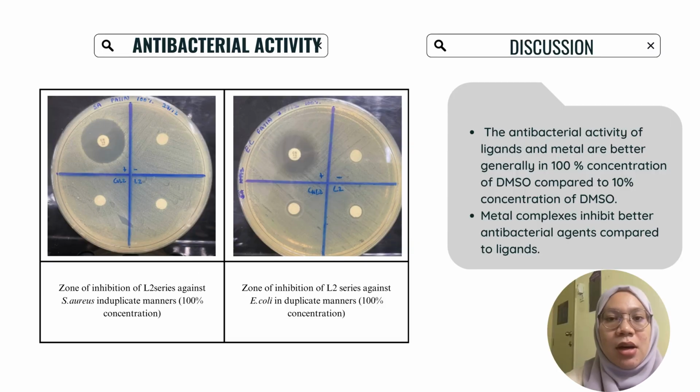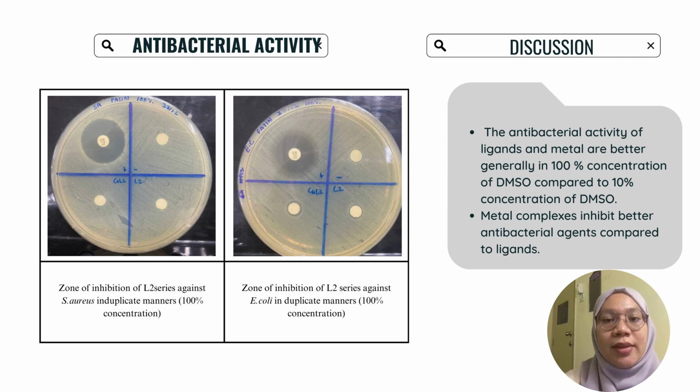The differences in inhibition zone tested against E. coli and S. aureus, when testing ligands and metal complexes against both bacteria, were attributed to the distinct cell wall structure of these bacteria. The thicker peptidoglycan layer in the gram-positive S. aureus made it more susceptible to interaction with ligand and metal complexes, resulting in an inhibition zone.